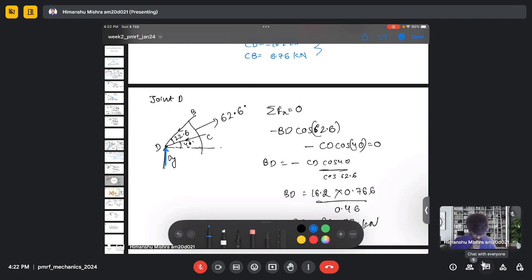I am asking for the member BD, sir. Yeah, in BD. Here, since there is a normal reaction in the positive y direction, in order to counterbalance this, I am considering the BD force opposite to the normal reaction, which is in the negative y direction. The component of BD will be in the negative y direction.